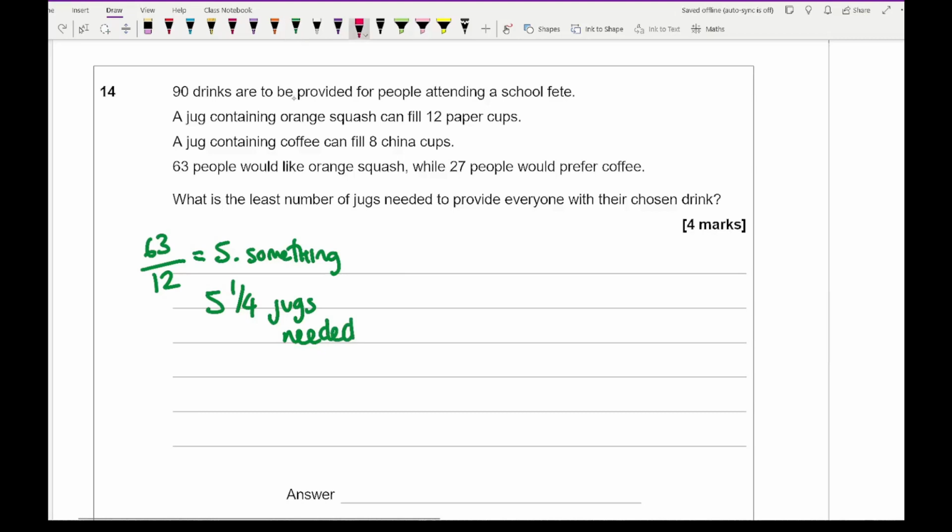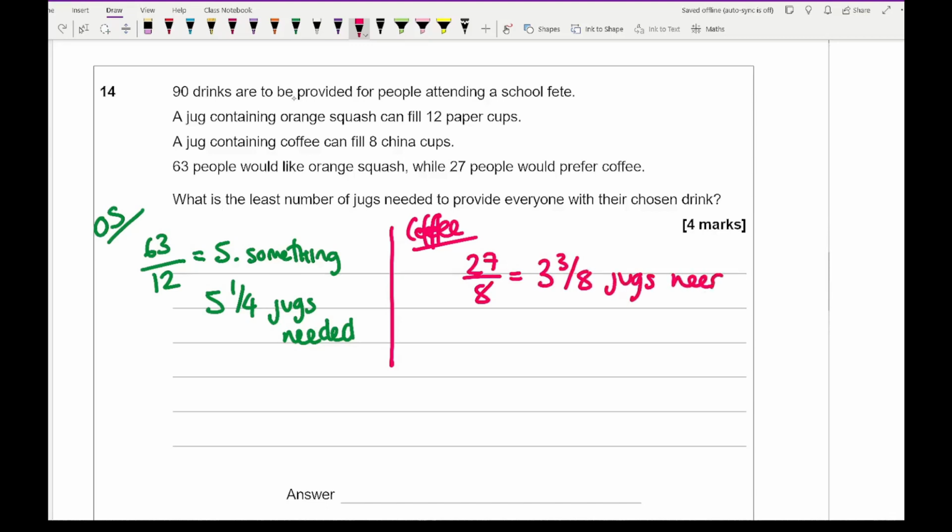Then if I move on to the coffee, let me just title this. So this is OS and this is the coffee. I can spell it, just about, there we go. And here we're doing 27 divided by 8. So 27 divided by 8 is going to give me 3 3/8 jugs needed.